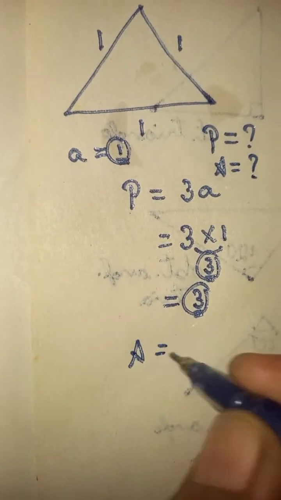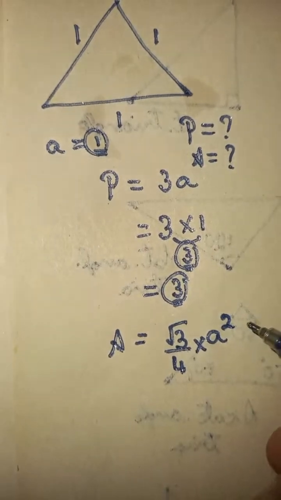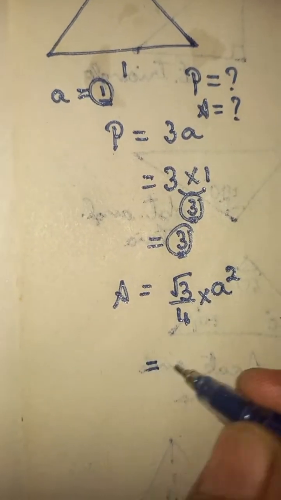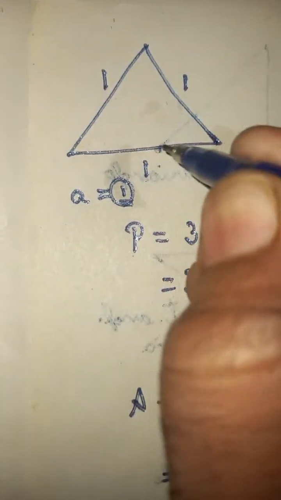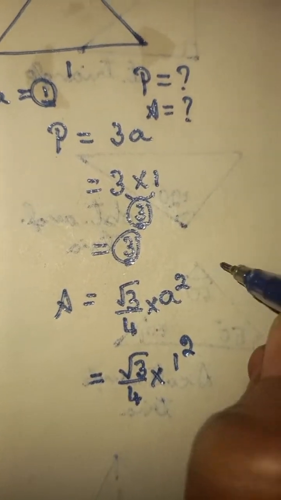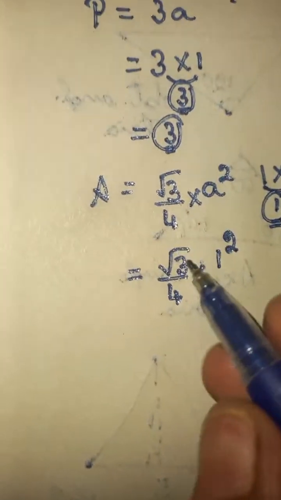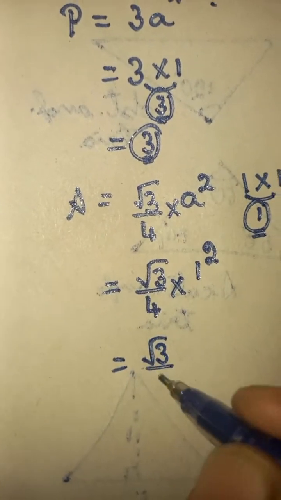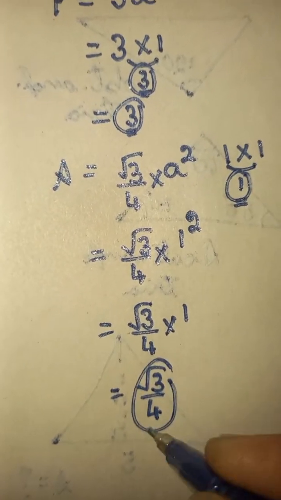Area of an equilateral triangle is root 3 by 4 times a square. That means you can write it as root 3 by 4 times the side length, which is 1 unit, so root 3 by 4 times 1 square. 1 square is 1 times 1, which becomes 1. So this is nothing but root 3 by 4 times 1, that is root 3 by 4 square units.